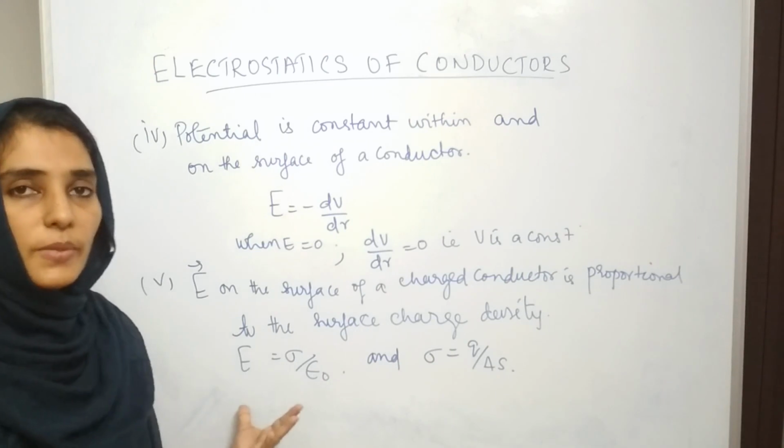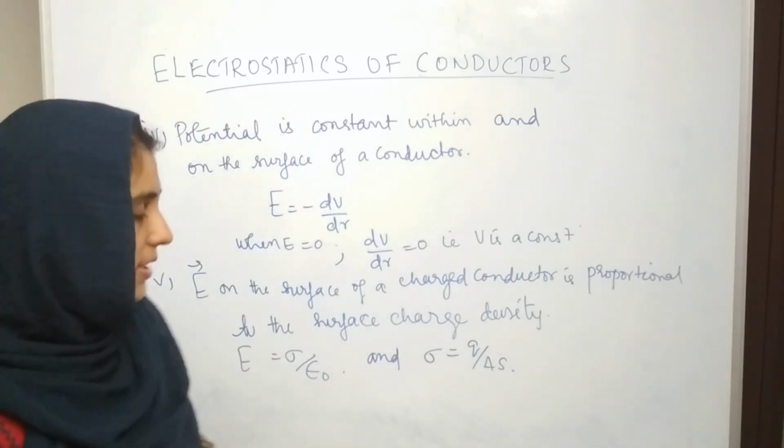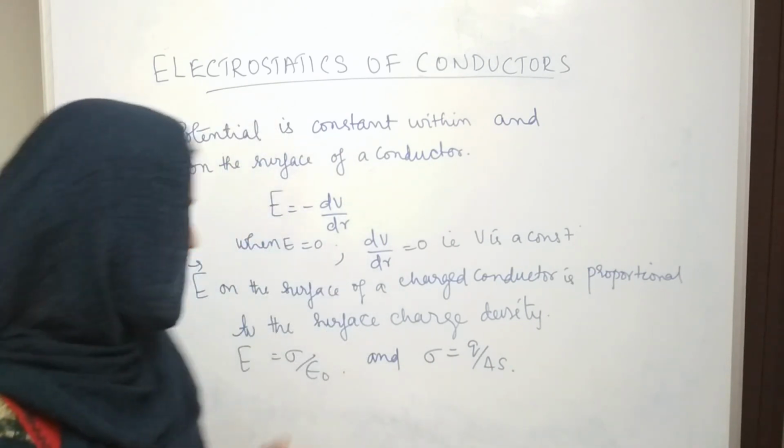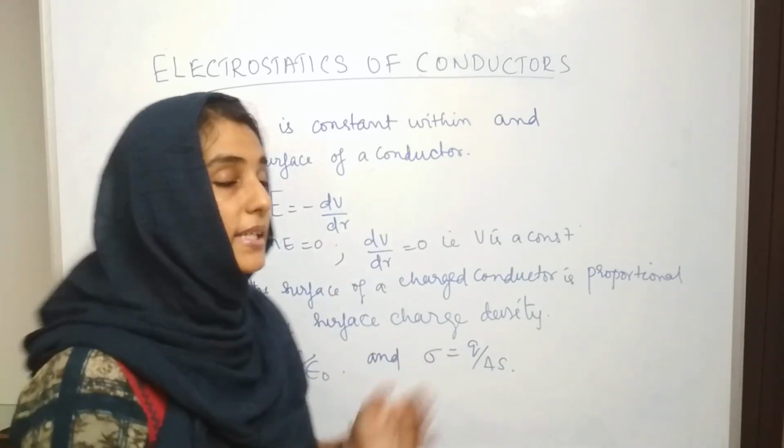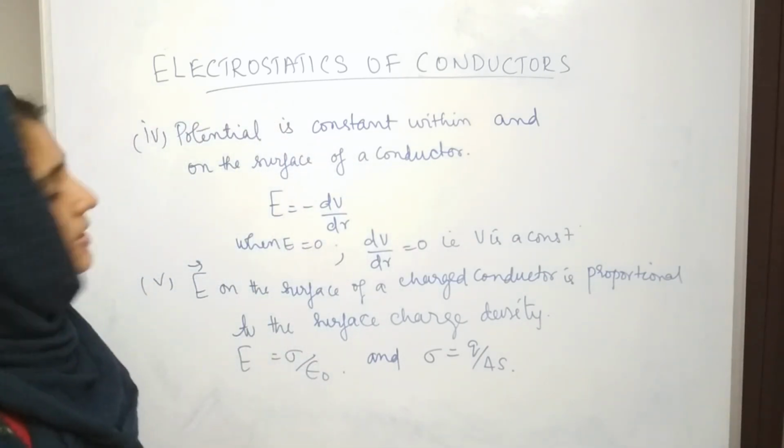We have seen this expression already in the previous chapter when we learned about Gauss's law and its application. So E is equal to sigma by epsilon 0, where sigma is known as the surface charge density, which is given by charge divided by the surface area.